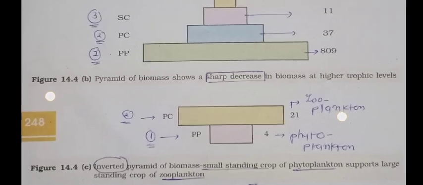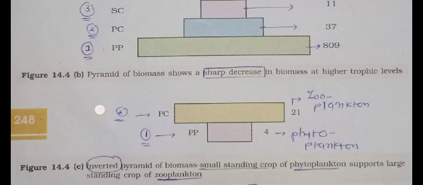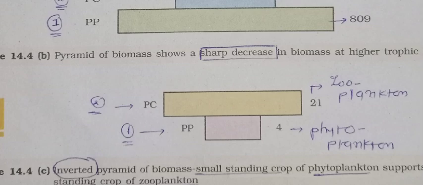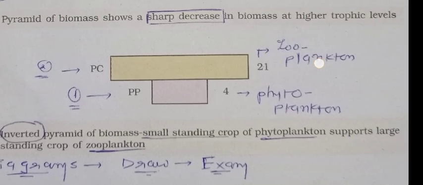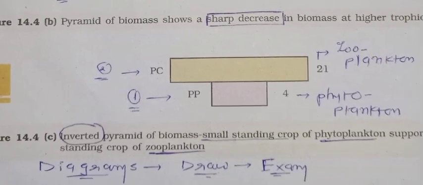Okay, now see there is one exception. So now you can see the next diagram, diagram number 14.4c. It is one type of inverted pyramid. Okay, see, inverted pyramid of biomass. Here a small standing crop of phytoplankton supports a large standing crop of zooplankton. See, we have two different types of organisms, phytoplanktons as well as zooplanktons.